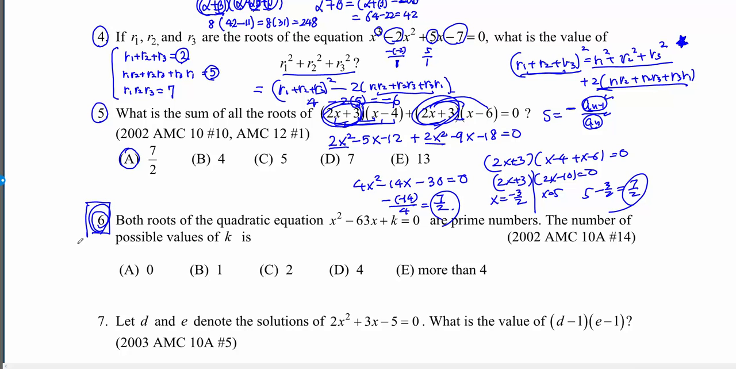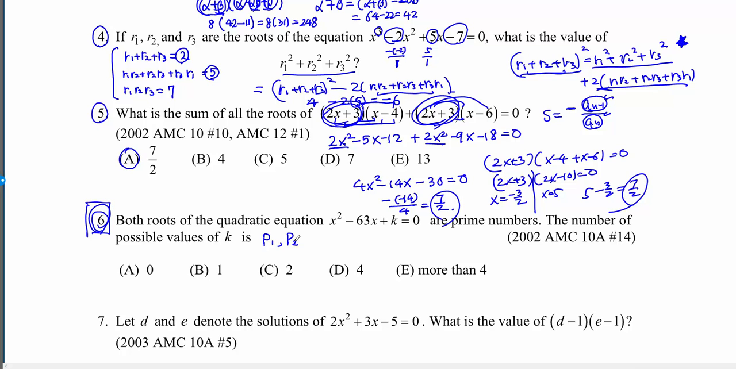The roots are prime numbers. So we're going to find some things about the roots. What are the sum and product? We have two roots, the prime numbers P1 and P2.